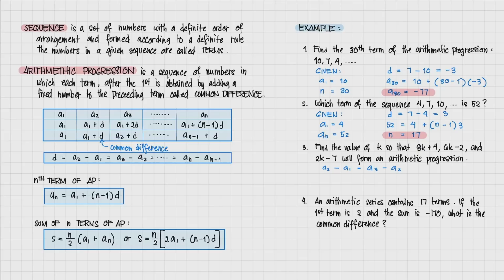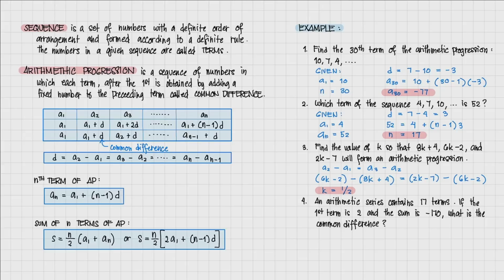to our equation. So the second term, which is 6k minus 2, minus A1, which is 8k plus 4, is equal to the third term, which is 2k minus 7, minus the second term, which again is 6k minus 2. Then from this equation, we can now solve for our k. So from this, our k would be equal to 1/2. And that's the final answer for the third problem.